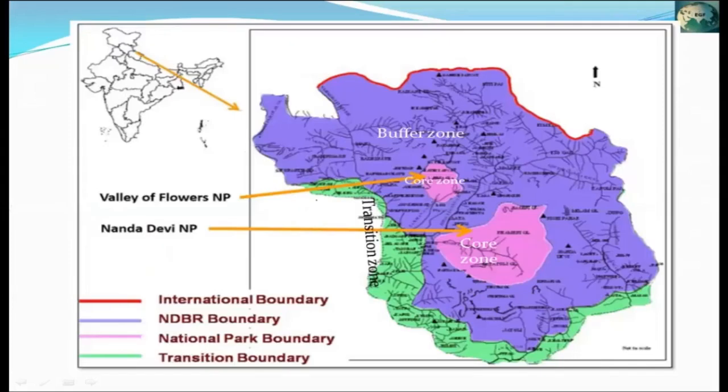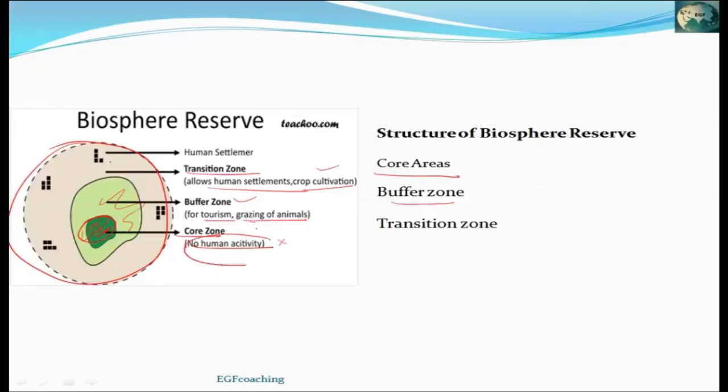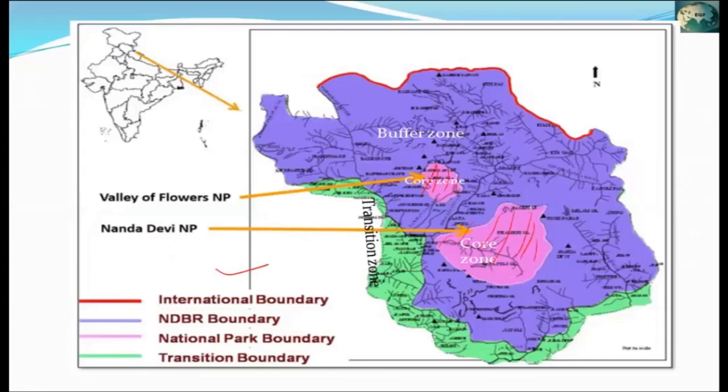Now in this map, we can see this is Nanda Devi Biosphere Reserve. This is core zone, which has 2 national parks. So this is core zone and inside the core zone, no human activity is allowed. Already these 2 are national parks and inside a national park, human activity is not allowed. Outside area is the buffer zone. This is buffer zone and then transition zone. This is transition zone, outermost area.